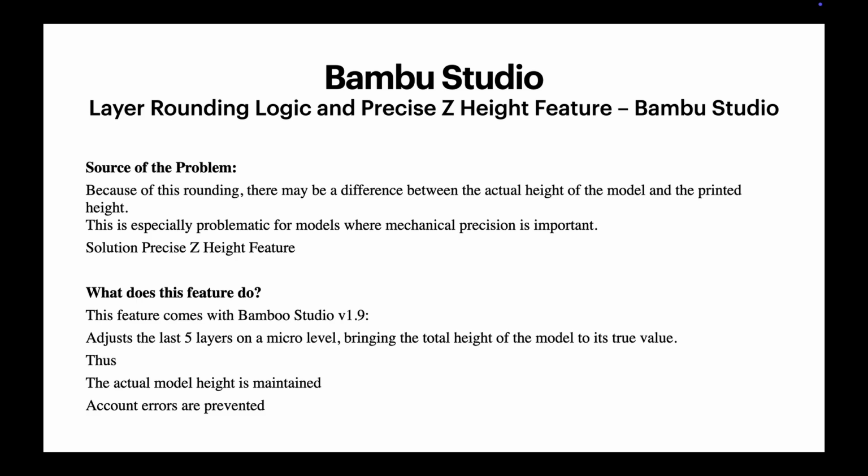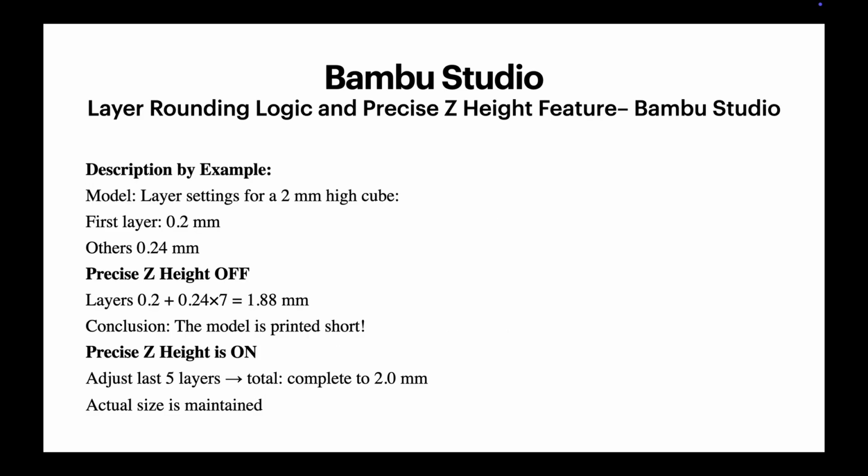What does the precise Z height feature do? Introduced in Bambu Studio version 1.9, this feature adjusts the final 5 layers at a micro level to ensure the model's final height matches its true intended value. Result: the actual model height is preserved.